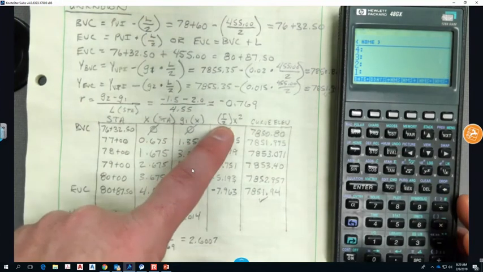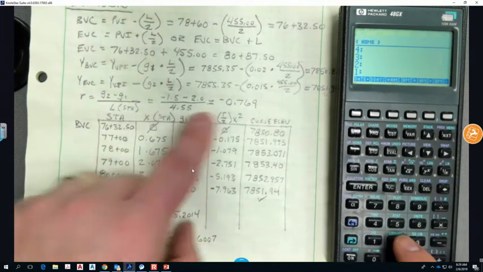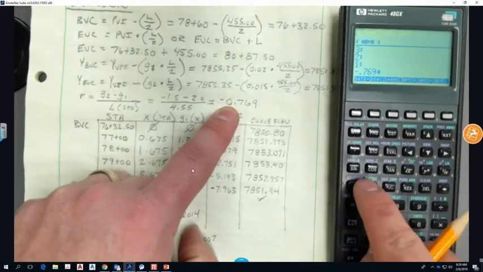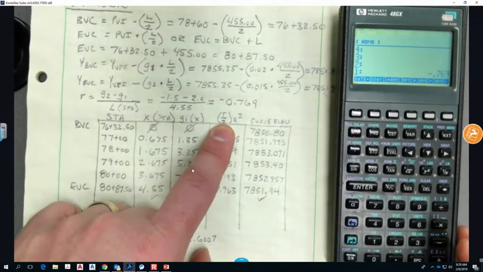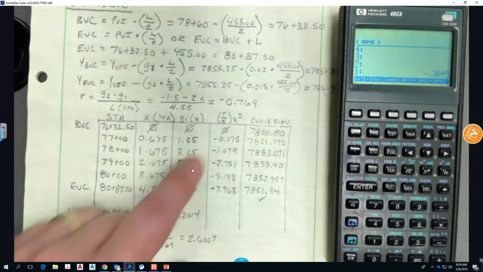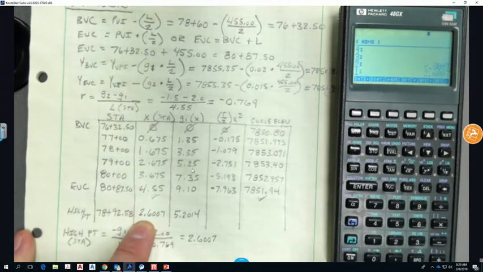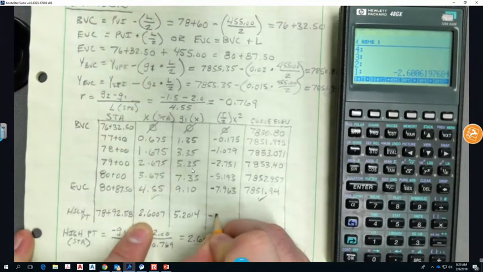Now I'm going to figure out my r over 2 times x squared. So r is the rate of change. It's 0.769 negative. Okay. And then I'm going to take it, divide it by 2, times it by x squared. So x squared is right here, 2.6007. Times it again, and we have a negative 2.6006. Okay?